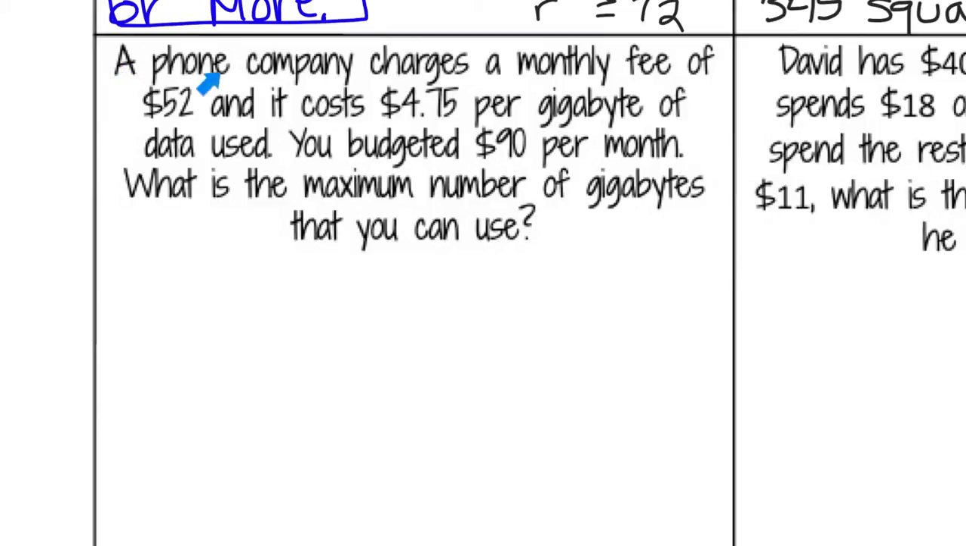So it says a phone company charges a monthly fee of $52 and it costs $4.75 per gigabyte of data used. You budgeted $90 per month. What is the maximum number of gigabytes you can use?